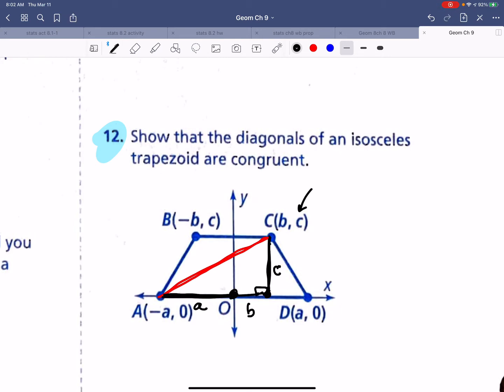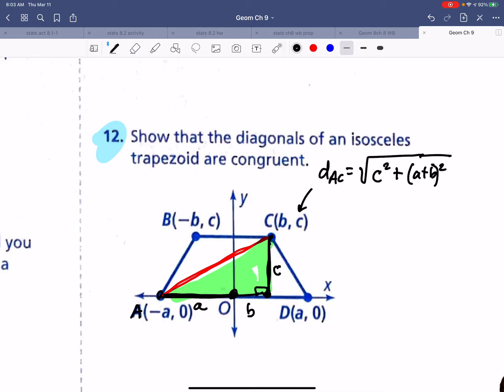So what is this triangle? Well, this right triangle would have the hypotenuse made by, so let's see, this is the distance from point A to point C. So the distance from point A to point C is equal to the square root of c squared plus (A plus B) squared. Okay, so now let's take a look at the other diagonal.